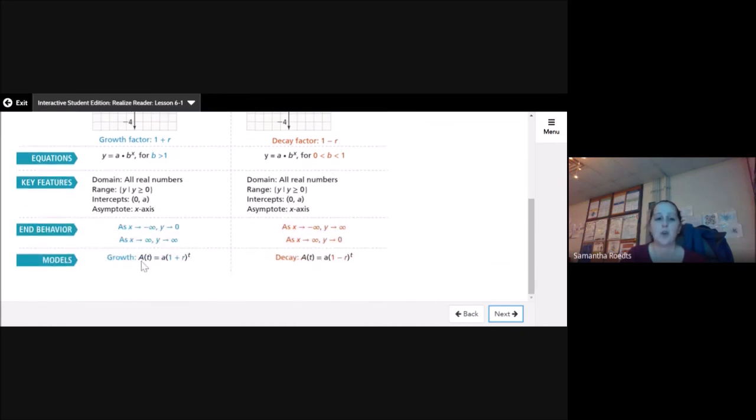Okay. So growth is A of t equals a times 1 plus r to the t power. Remember, t is years usually. Same thing with decay, except instead of a plus, you have a minus. And that is the end of Unit 6, Lesson 1.